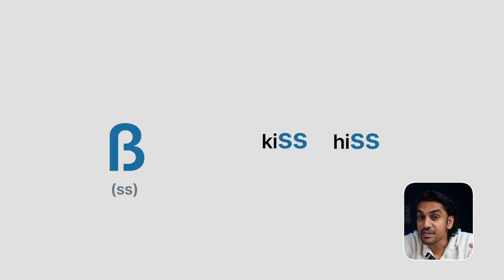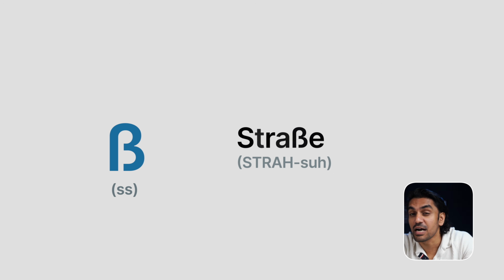And the final one is ß. That's basically a double S sound, exactly like SS in English, like in kiss or hiss. You can even replace it with SS when writing if needed. For example, Straße, which means street. So repeat after this. Straße. You are doing great so far.